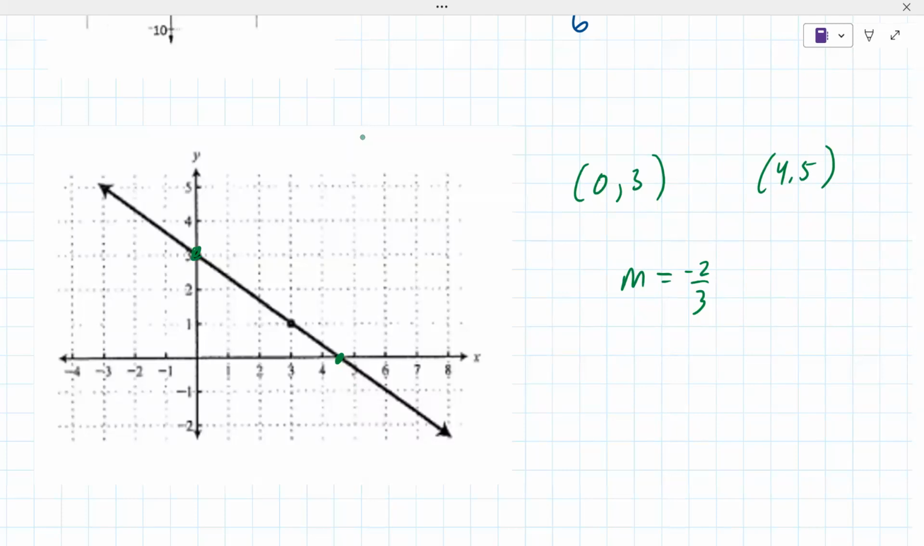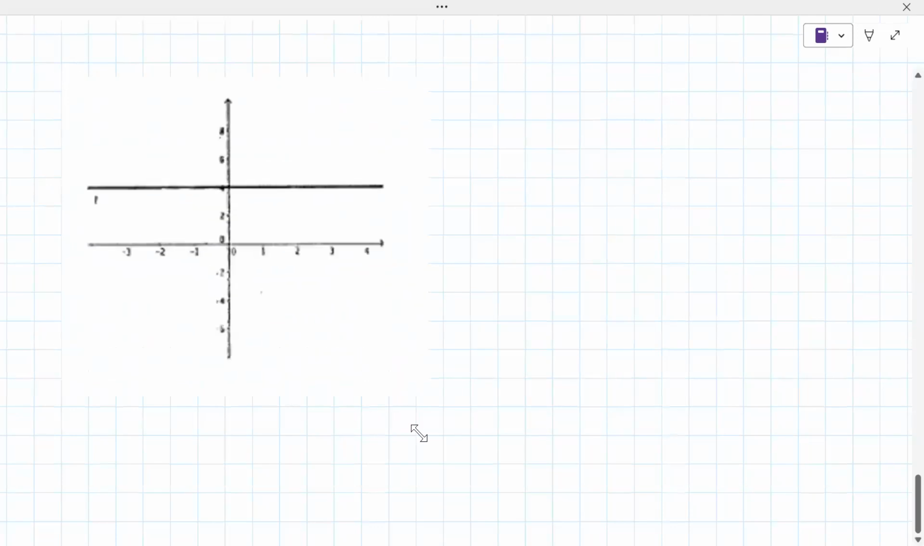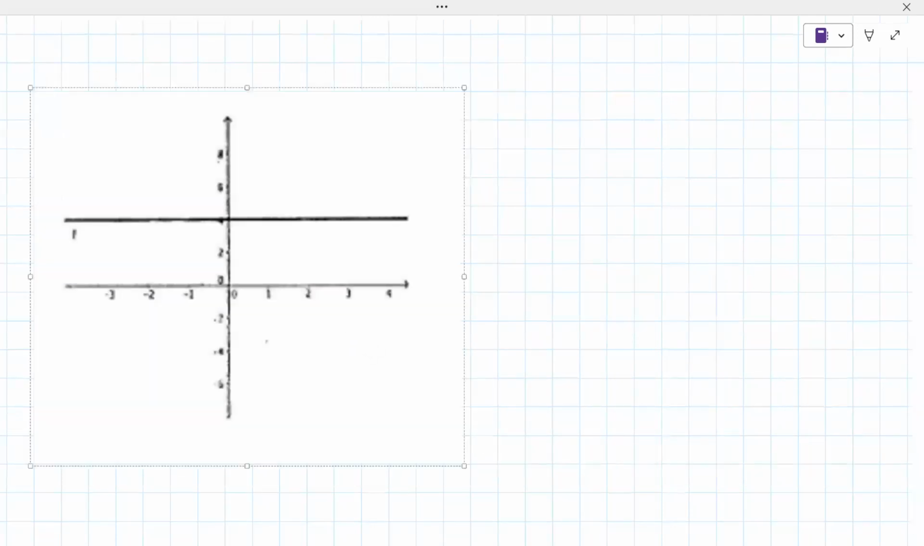All right. Let's keep going here. So the next one here does not have both an x and a y-intercept. And sometimes these are multiple choice questions. Like it might ask you, which of the following lines has an x-intercept or y-intercept?